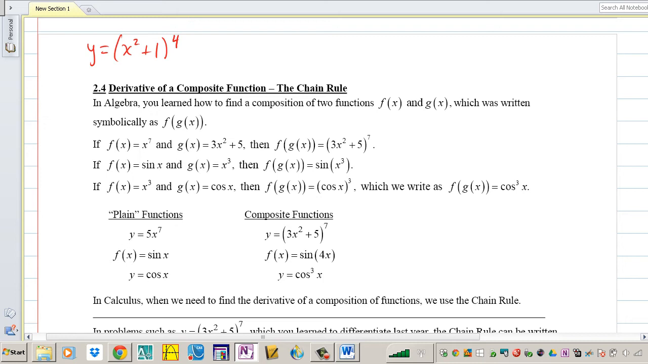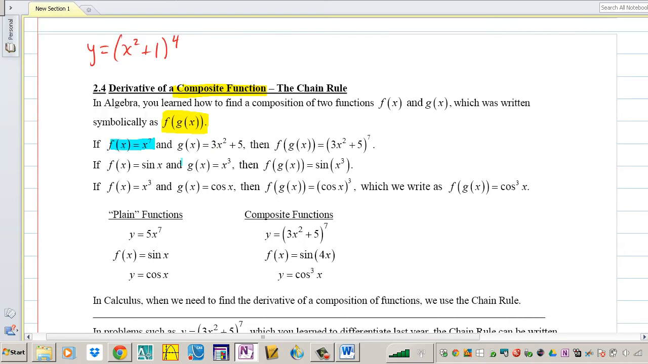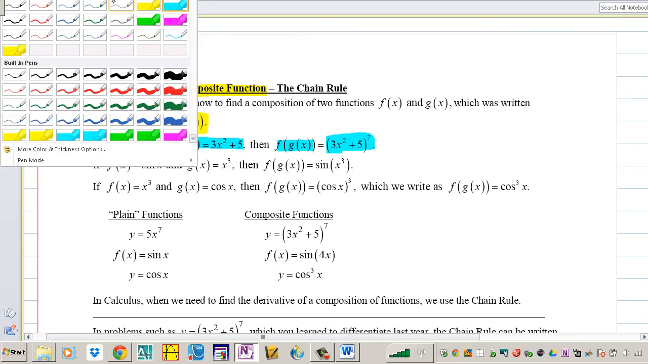But before we start the chain rule, let's talk about composite functions. In Algebra 2, you guys learned that composite functions are functions within a function, and they're usually denoted as f of g of x, where g is the inside function and f is the outside function. Take a look at the first example. If f is x to the 7th and g is 3x squared plus 5, then f of g of x is (3x squared plus 5) to the 7th.